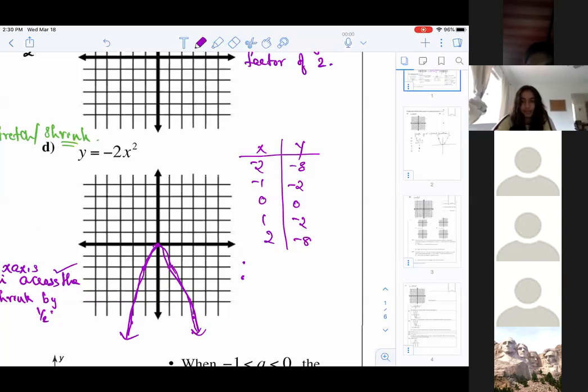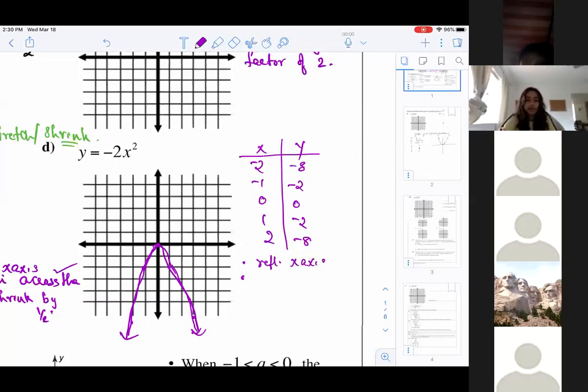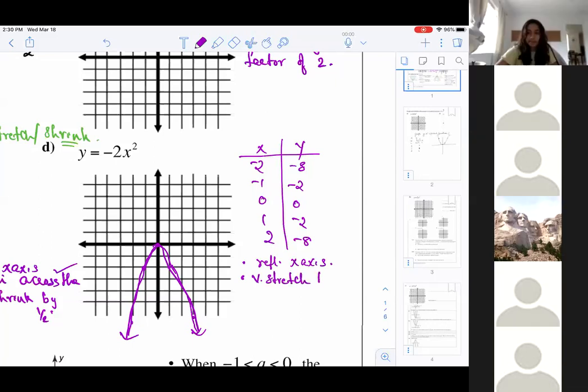First one is still the same thing, a reflection across the x-axis. And then this time it's a 2, right? Which is greater than 1, so it's going to be a vertical stretch by 2. The negative is already taken care of by the reflection. Now you just look at the number without the sign, which is a 2. Since it's greater than 1, it's a vertical stretch. So 2 transformations.